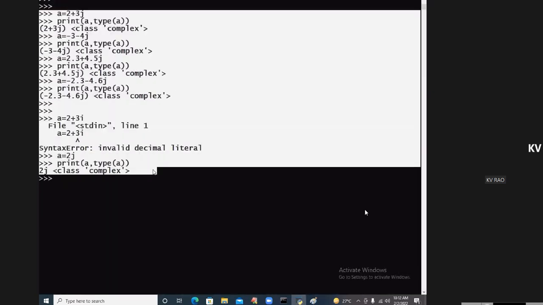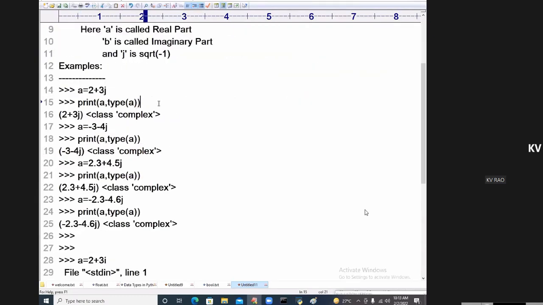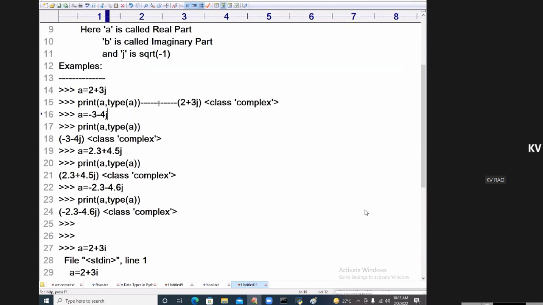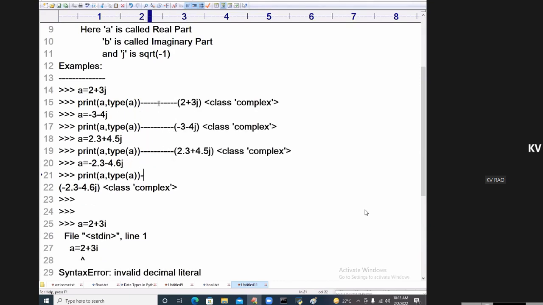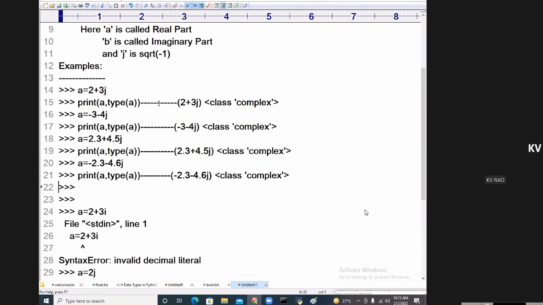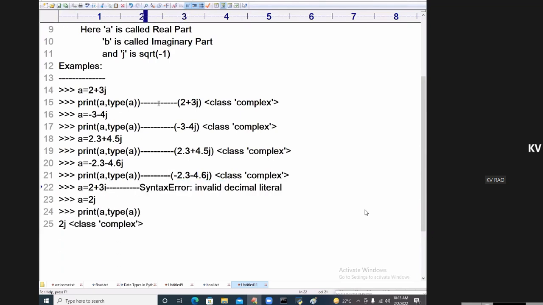Let me take this example and paste it here. Let us watch this point carefully, students. Here I'm going to say complex numbers. Here I'm having a complex number of this data type. And we are using something like i here, which is an invalid symbol, and a string literal. And 2j is valid, and print of that j.